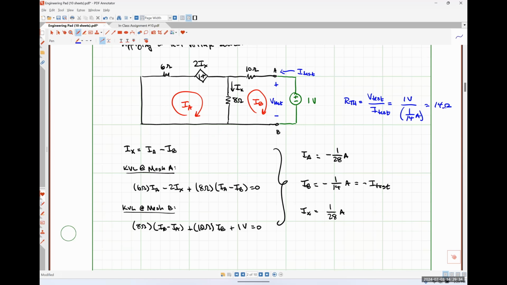So applying a test voltage source got us the exact same answer that taking the ratio of the Thevenin voltage to the Norton current gave us. So this is a valid method. Just for the sake of argument, let's see what happens if we were to apply a test current source.